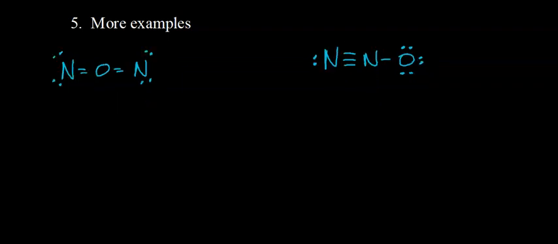Two ways of drawing the Lewis structure for nitrous oxide, or dinitrogen monoxide. Again, same thing, pause the video. So it looks like the one on the right has formal charges closer to 0. Oxygen is more electronegative than nitrogen, and so oxygen should get the negative formal charge in this case. So that one looks good there.